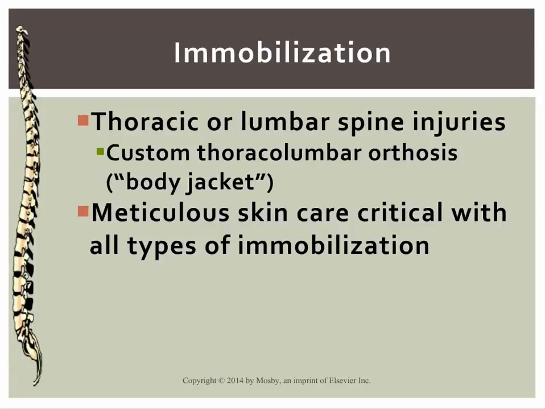Patients with thoracic or lumbar spine injuries are immobilized with a custom thoracolumbar orthosis or body jacket, which inhibits spinal flexion, extension, and rotation, or with a Jewett brace, which restricts forward flexion.